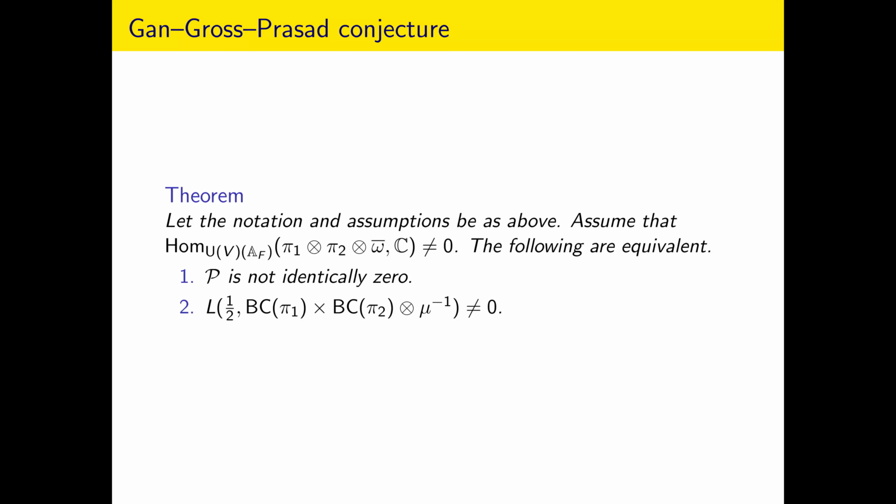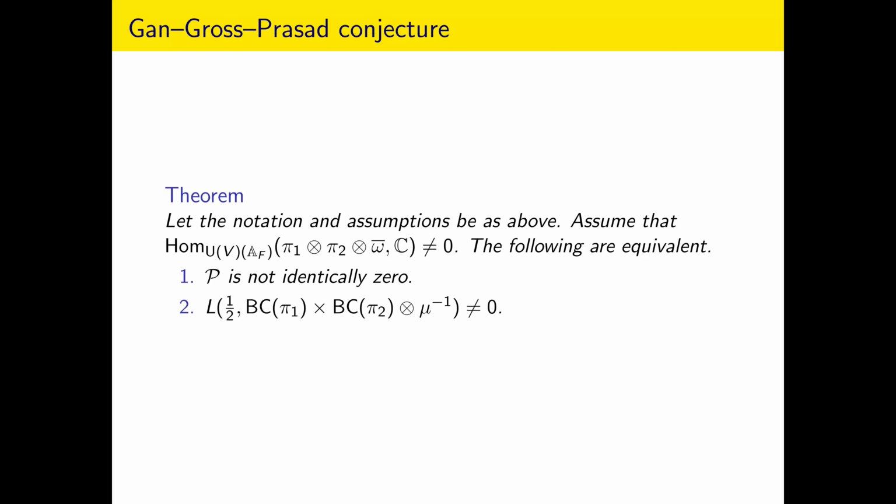So once we have that, then the following two are equivalent. First, the period is non-zero. Second, the tensor product L function is non-vanishing at the center of symmetry. Here one half is the center of symmetry. So that's the theorem.